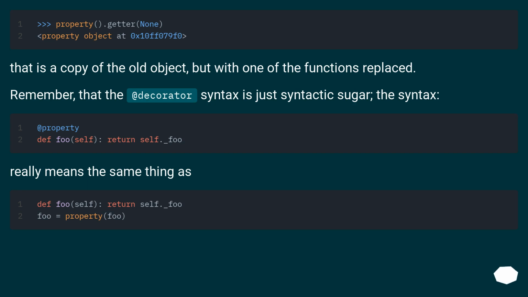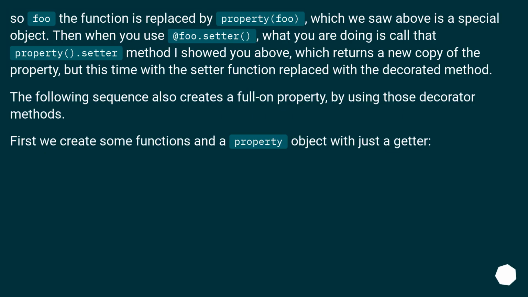Remember that the decorator syntax is just syntactic sugar. The syntax really means the same thing as this. So foo the function is replaced by property(foo), which we saw above as a special object.